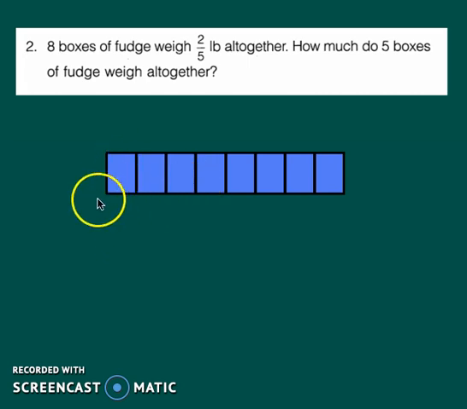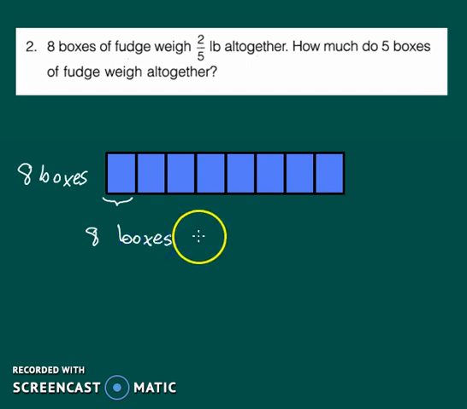So let's use this bar here to represent 8 boxes. So I've divided the bar into 8 so that we can easily look at what we need to calculate. So if we know the total weight of 8 boxes, wouldn't it be nice to know how much just one box weighs? Just one of these. So if we know that 8 boxes weigh 2/5 of a pound, how much does one box weigh?